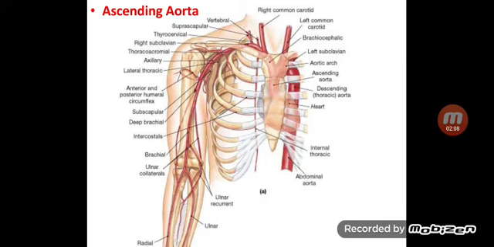What are the branches of the ascending aorta? First, you remember the right coronary artery that arises from the anterior aortic sinus. The left coronary artery arises from the left posterior aortic sinus. So the right and left coronaries are the branches of the ascending aorta within the fibrous pericardium.